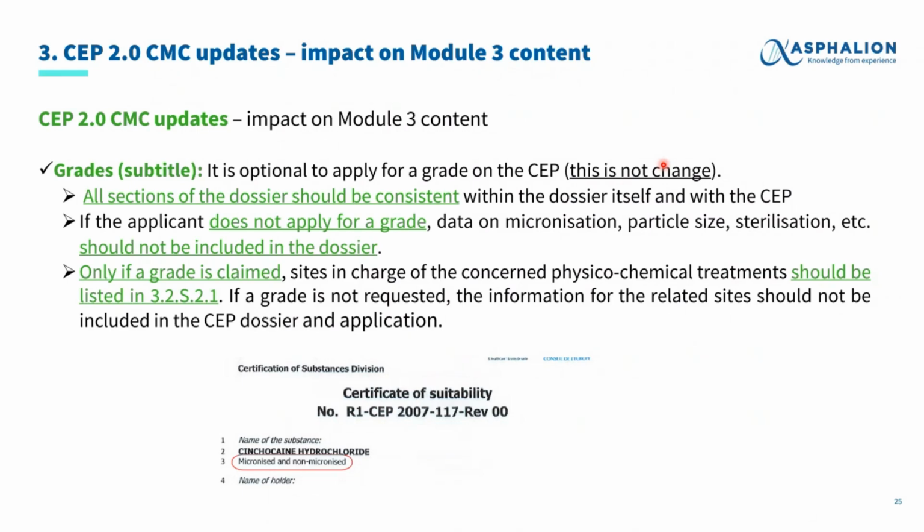because the EDQM has seen that in a lot of applications of different holders, they include this kind of information even though they are not requesting this grade. So the EDQM is encouraging to only include this kind of information if you are going to request this grade, this particle size, or any kind of these things. So if this is claimed, then you have to include the sites in charge, the manufacturing process required, the validations, the specifications, etc., but only if you are requesting this kind of grade in your CEP applications.